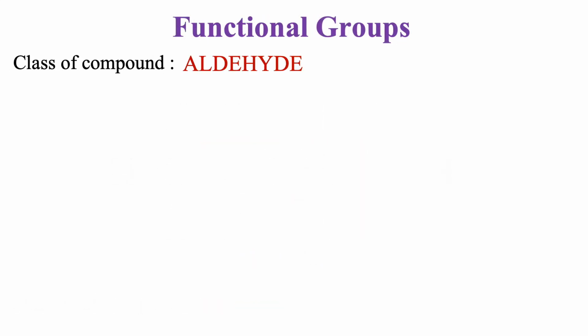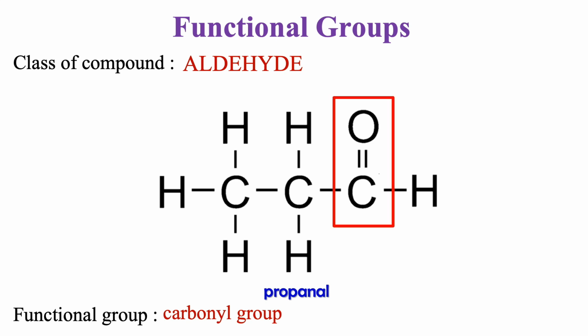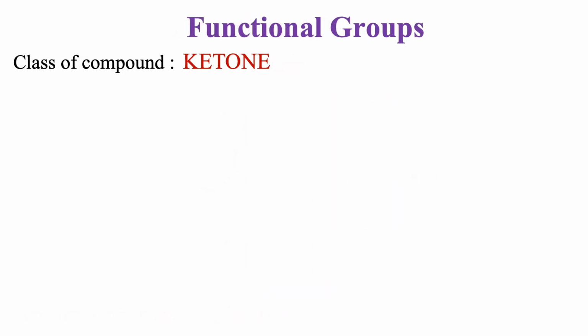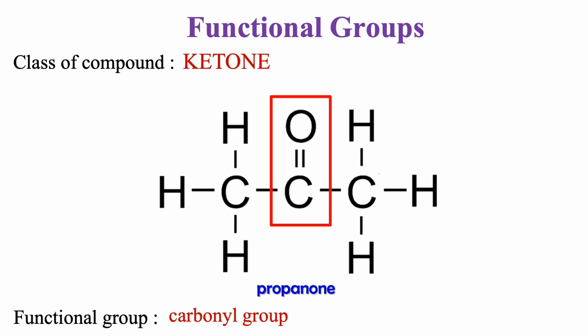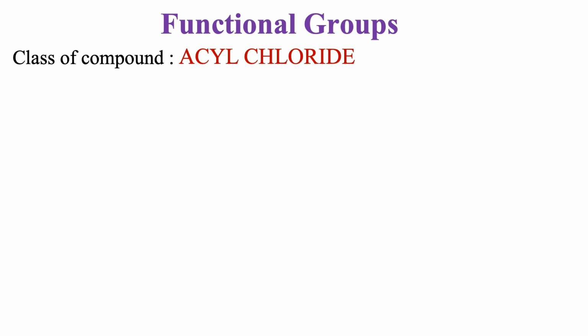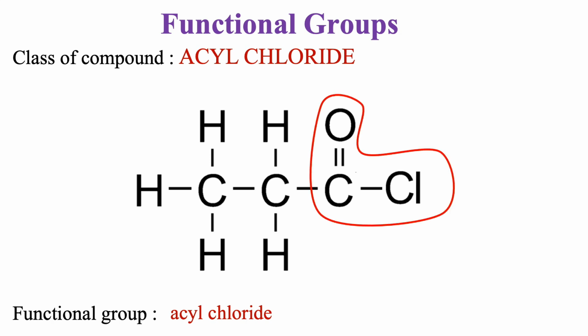The next class of compound is aldehyde. This is an example of an aldehyde compound, with the functional group known as the carbonyl group. The next class of compound is ketone. This is an example of a ketone compound. The functional group of ketone is known as the carbonyl group. The next class of compound is acyl chloride. This is an example of an acyl chloride compound. The functional group is known as acyl chloride.